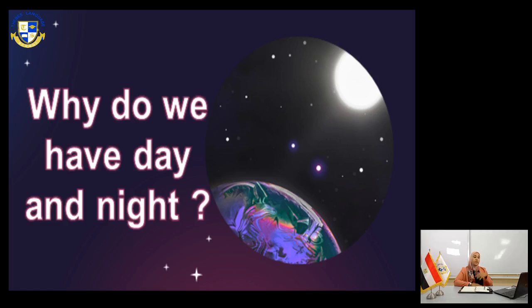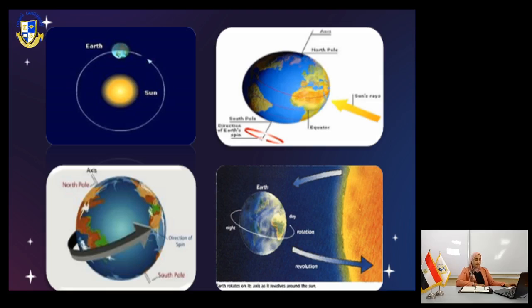Why do we have day and night? Day means morning, and night is when it's dark. Why do we have day and night? Let's see.